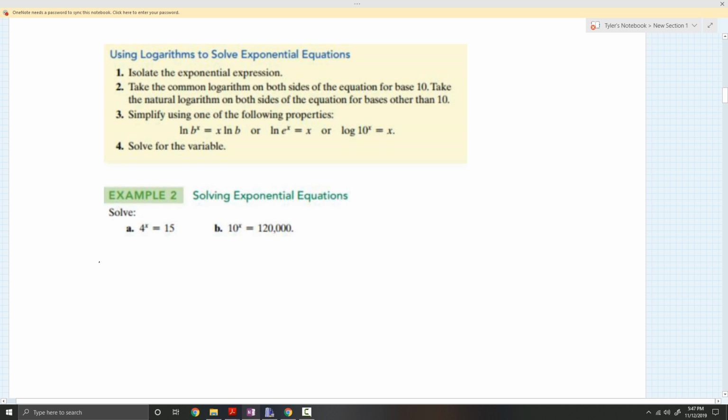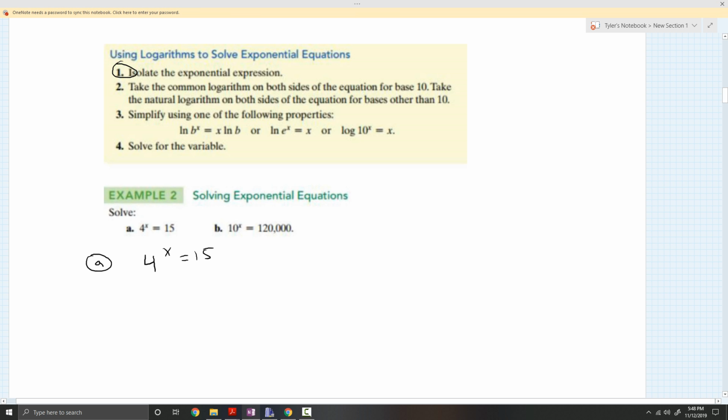So for part A, how I would approach this, we have 4 to the x equals 15. Step 1 is you want to isolate the exponential expression. If we had something like a plus something, or 2 times 4 to the x, you'd want to get rid of all that stuff. For part A and B, these are maybe some simpler examples. We're going to work our way up to some harder examples. Both of those are already in that form for us.